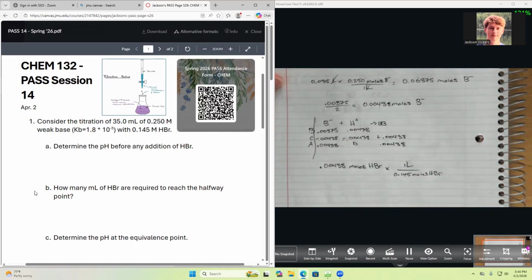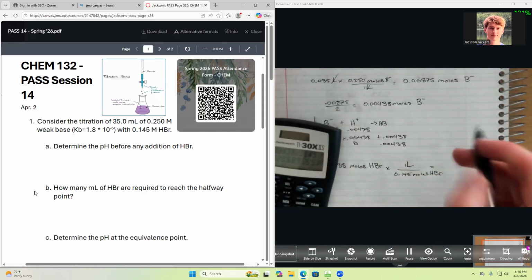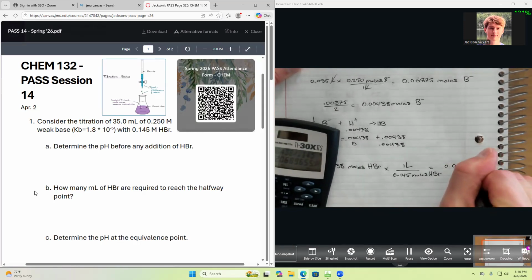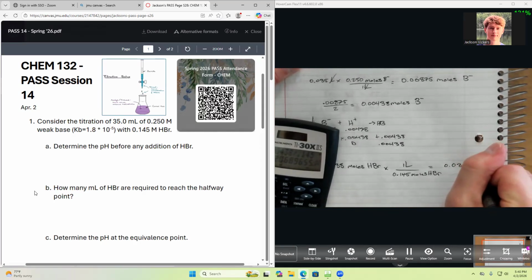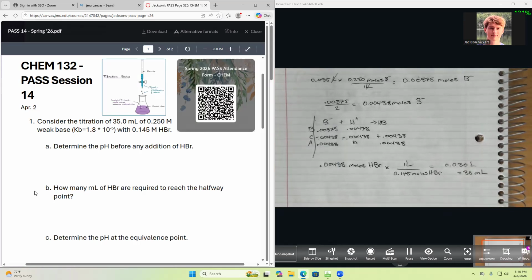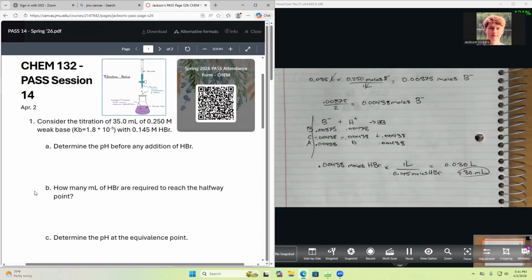Again, this is the molarity that's given to us in the problem. And that gets us our answer. So 0.00438 divided by 0.145 is 0.030 liters. And so, in other words, that's 30 milliliters. On a test, they would probably ask for the answer in units of milliliters, and that would be our answer. Yeah, that's the definition of the halfway point.